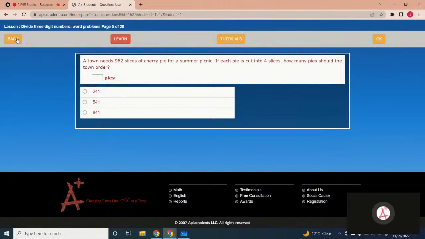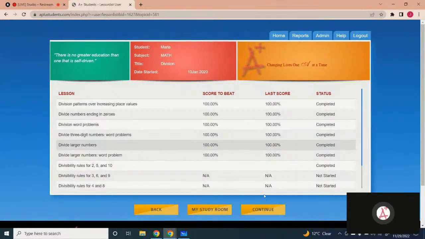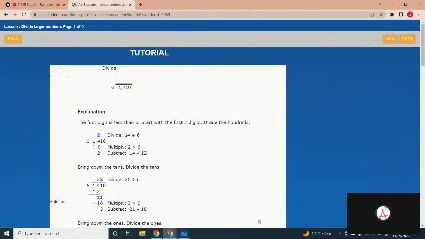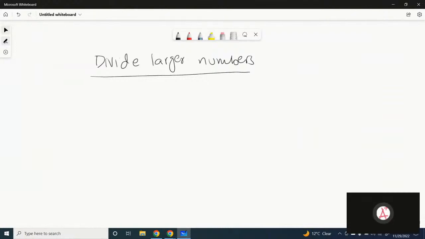The next lesson is also divide larger numbers. Please look at the examples carefully I'm doing on the board. Then you will get it. It would be very easy, like you're dividing the simple numbers. You can use your notebook and pencil and you can divide them like I'm doing on the board with me. Probably you will get it now.